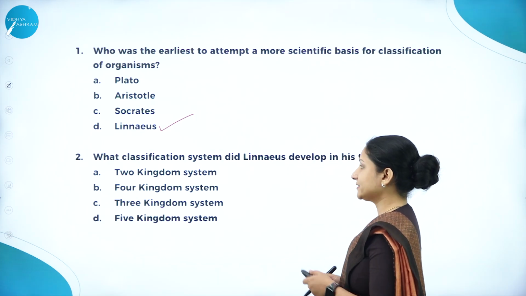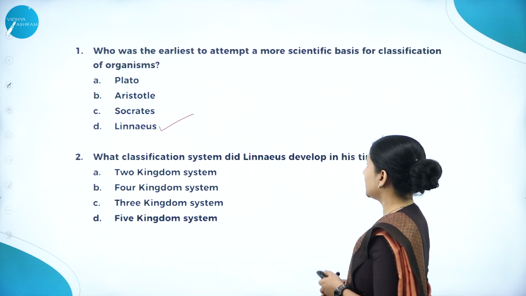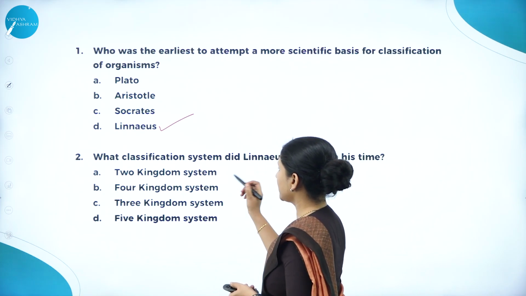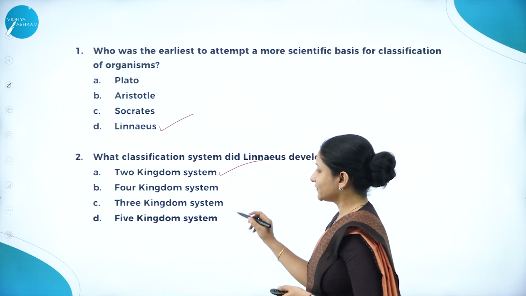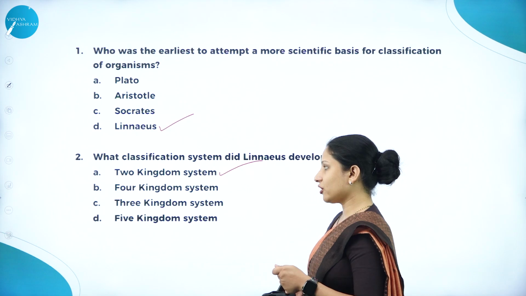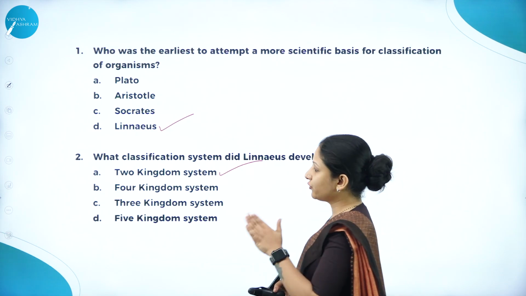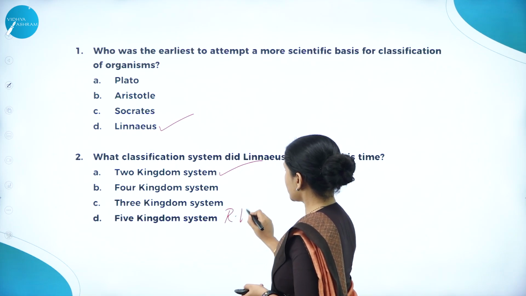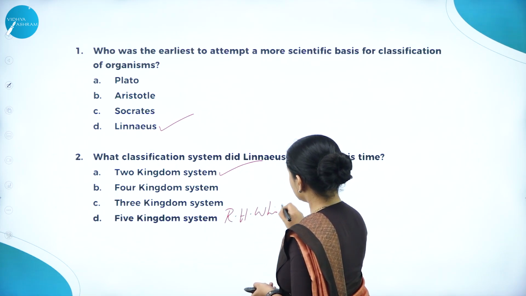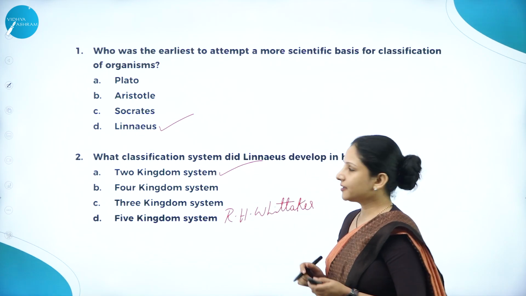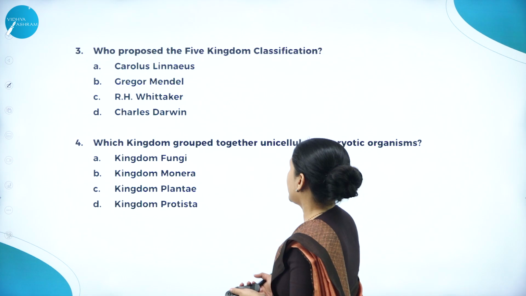Next question. What classification system did Linnaeus develop in his time? Two kingdom system, four kingdom, three kingdom, five kingdom. It is the two kingdom system, because four kingdom, three kingdom and all that are not there in your textbook. So you have to choose between two and five. Five kingdom was given by R.H. Whittaker. So the two kingdom system of classification is the right answer here. Who proposed the five kingdom classification?